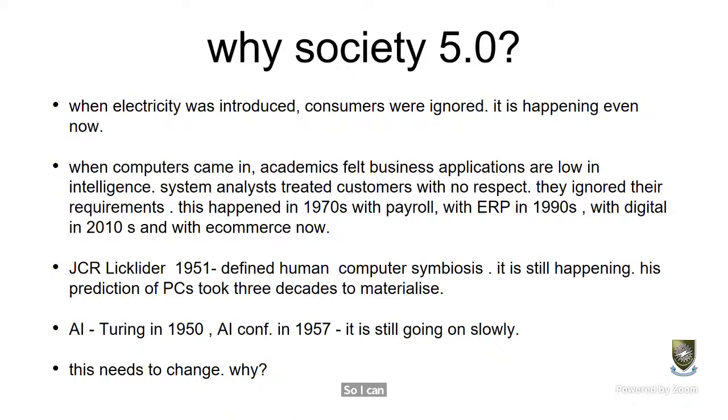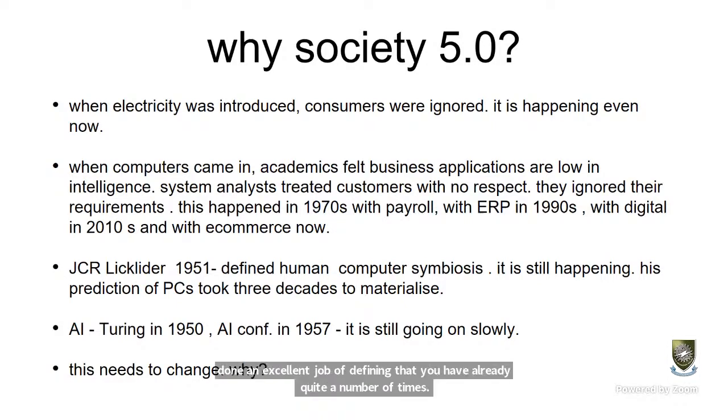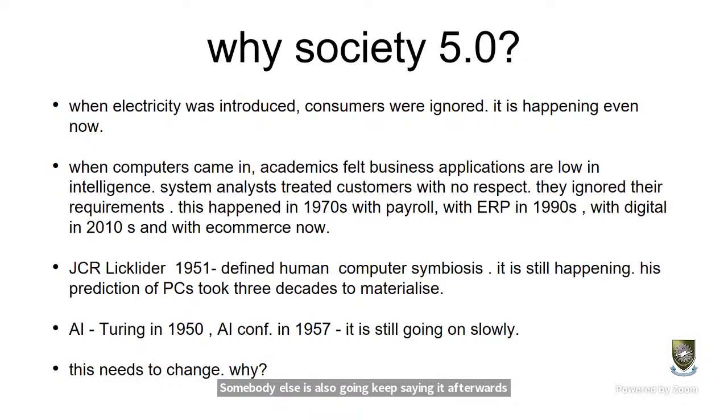Let us come to Society 5.0 now. I'm not going to define it. I think Professor Mani has done an excellent job of defining that. You have heard it quite a number of times, and somebody else is also going to keep saying it afterwards, so I won't do it. But society's understanding of engineering is still very small.